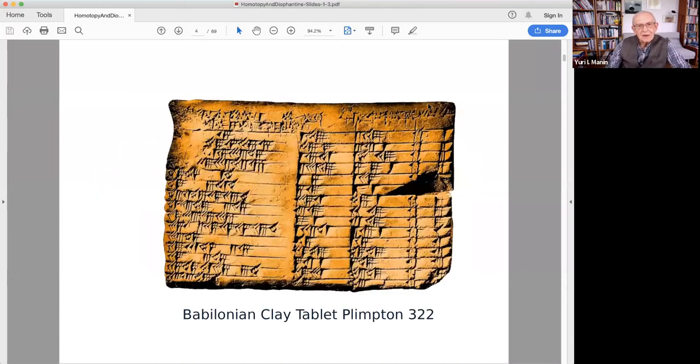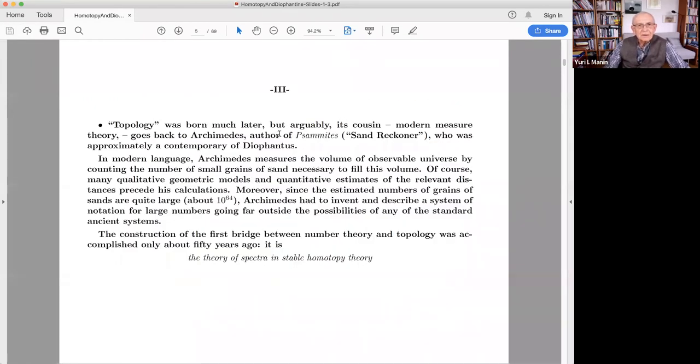Here is the picture of this Babylonian clay tablet. I was absolutely amazed when I learned that professional linguists could decode it and find out that it contains a large list of solutions of these Diophantine equations. I prefer to think of it as the point where number theory was born, but topology was born much later.